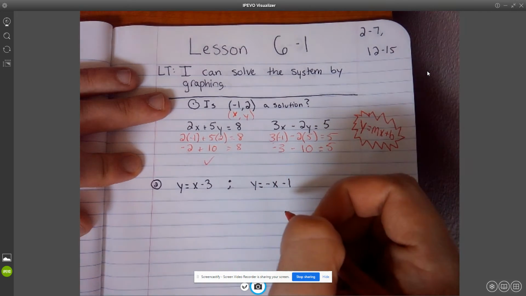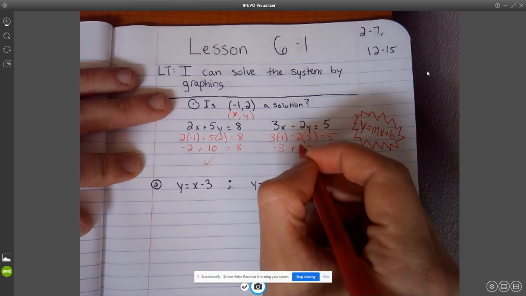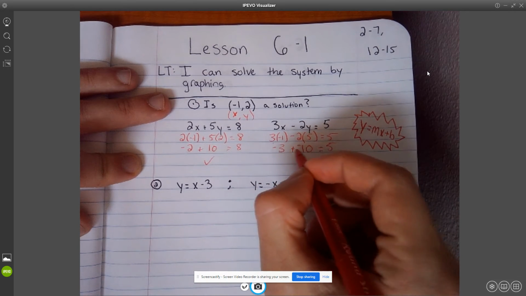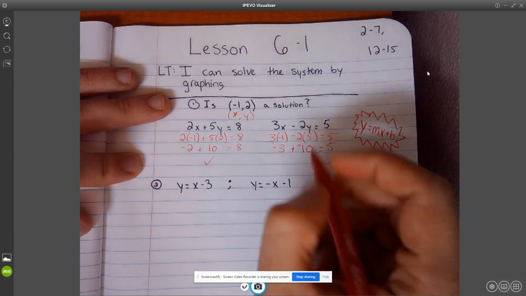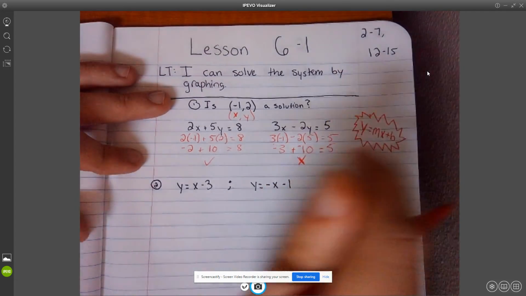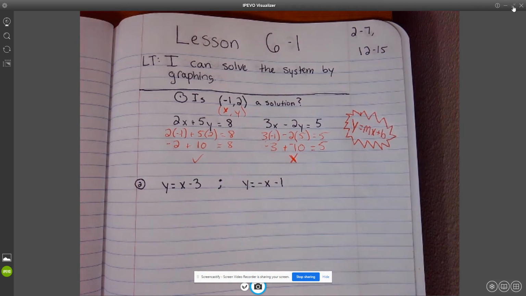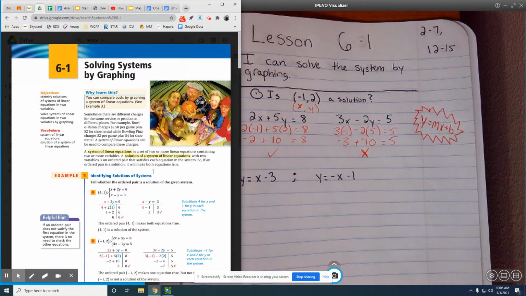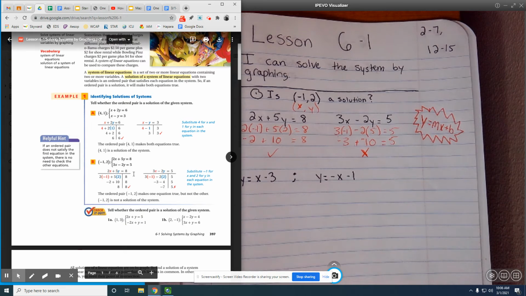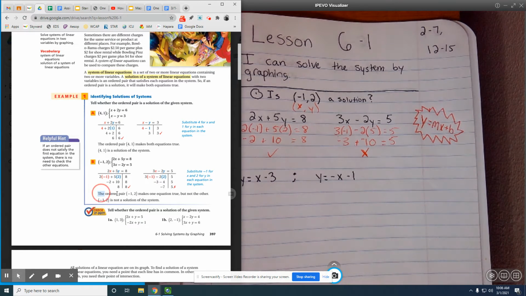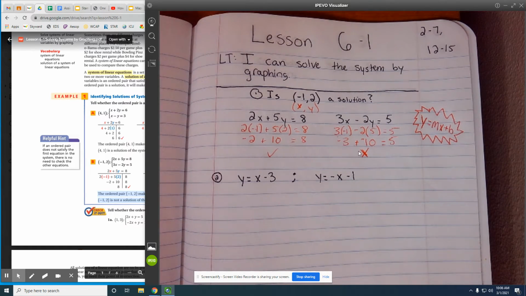Equals 5? If we were to add the opposite, -3 plus -10 is not 5. So this one is not a solution. If we were to check back here, look at example 1. Example 2 here, this ordered pair makes one equation true but not the other, so it is not a solution to the system. We have to make it where it is both. If you look at example A here for example 1, this one is true for both. This one, we have one that's true, one that's not, so it is not a solution.